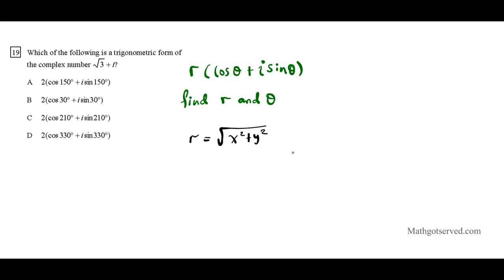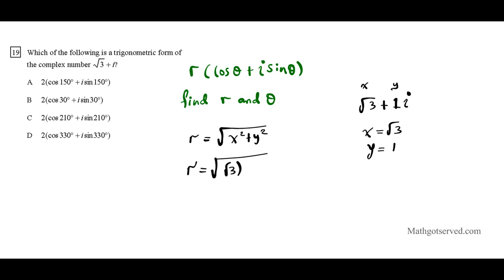In this case, we have the complex number root 3 plus the coefficient of i, which is 1, so plus 1i. So this is x and this is y. x equals root 3 and y equals 1. That's what I'm going to plug into this formula. So we have the radius equals the square root of root 3 squared for the x plus 1 squared for the y.